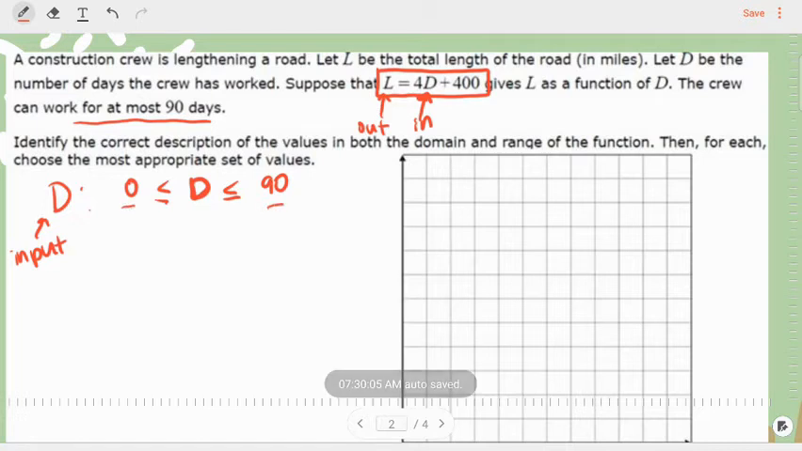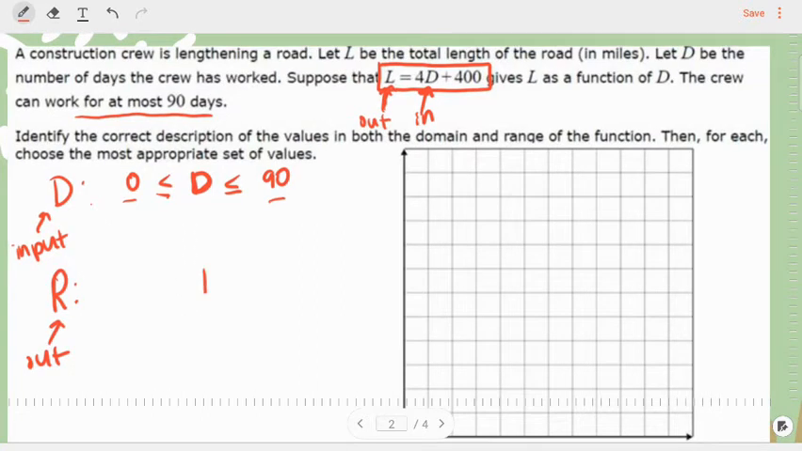Now let's determine our range. What variable is my range? Remember, the range stands for my output. So traditionally it's y, but in this equation I don't see a y, but remember my output stands on its own, so it's this L. So I'm going to erase the y and put a capital L in its place. And then I'm going to say, okay, what are the possible outputs for this equation?